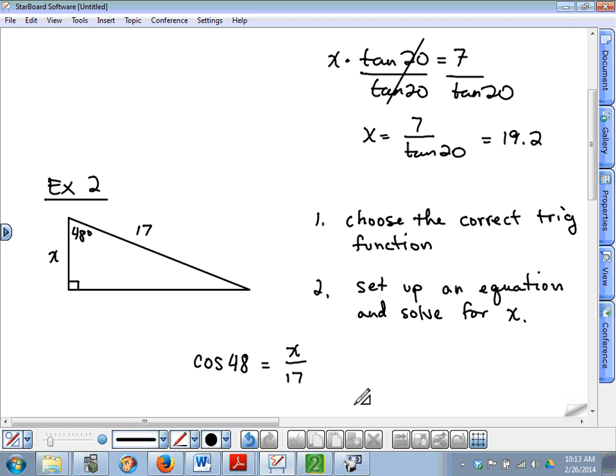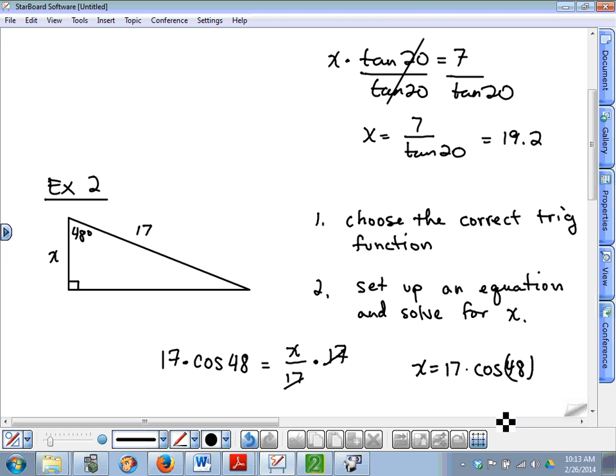This one, there's one step to solve this. What's happening to x right now? It's being divided by 17. What's the opposite of that? Multiply by 17. The 17 on the bottom cancels with the 17 on top, and 17 goes to this side. So x is equal to 17 times cos 48.